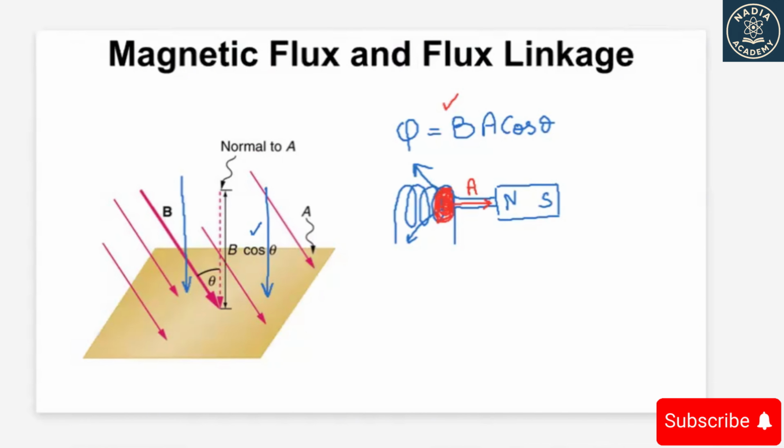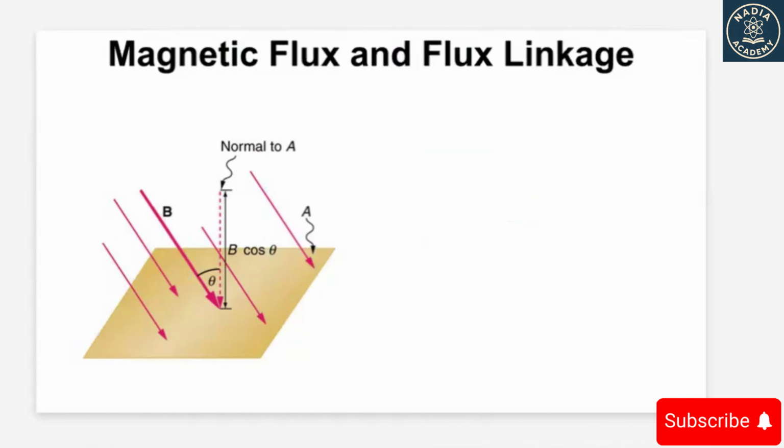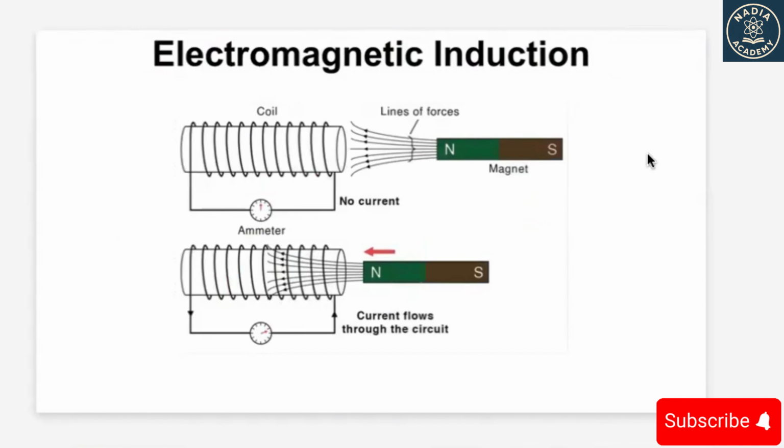Now, with this understanding, we move towards our next main concept, electromagnetic induction. For that we can use these two figures. For example, we have a coil, let's say wound around an iron core, which is not necessary, it can also be just hollow. Then this coil is connected with an ammeter. This ammeter will measure the current passing through this coil.